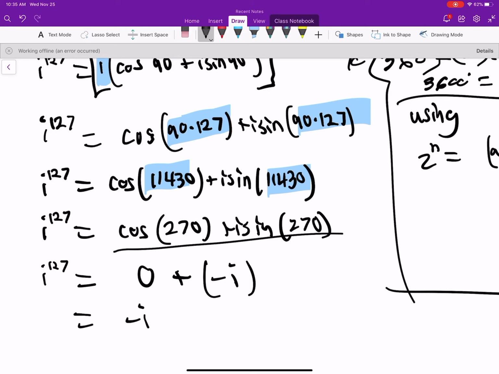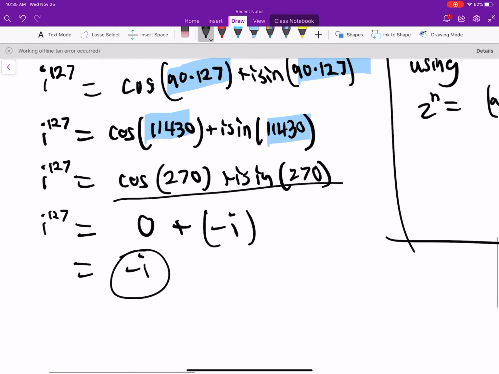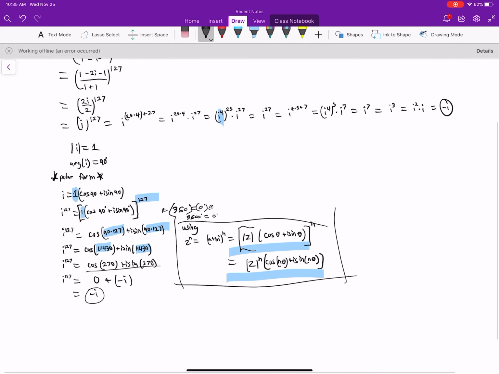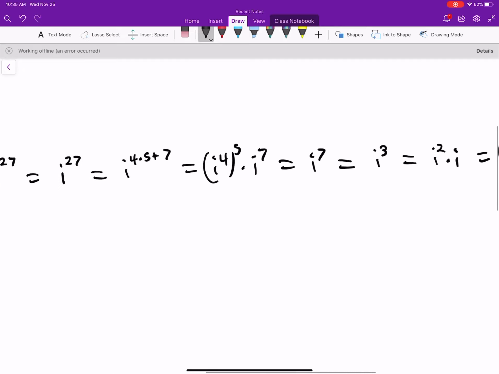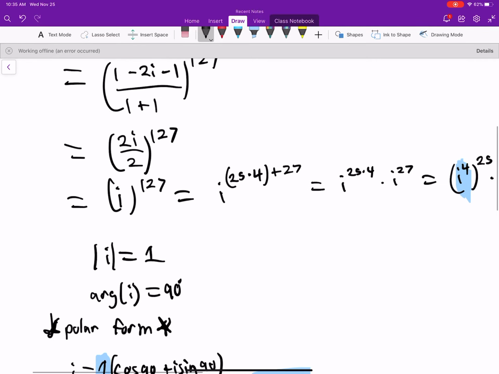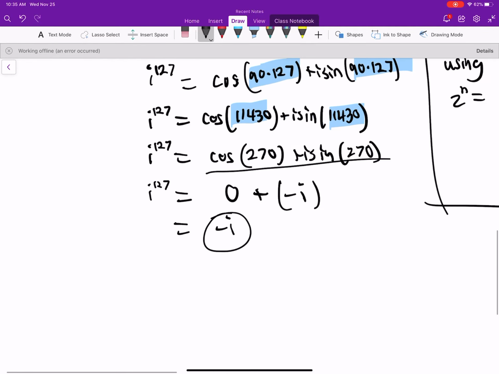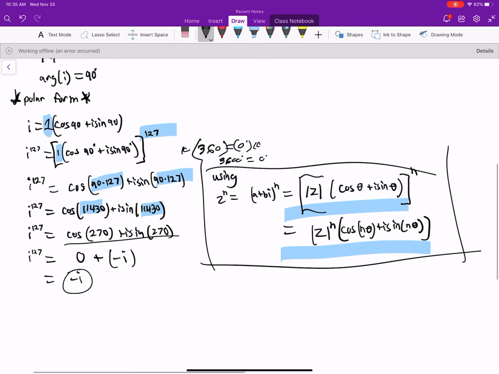So I know the cosine of 270 is 0. I know the sine of 270 is -1. So i times -1 is just -i. And then we get the same answer as what we did above. So we could do it this way and end up with -i, or we can go this other route. And I kind of prefer this other route because it helps us do what we need to learn in this class.